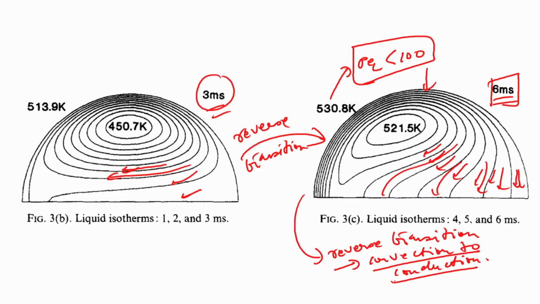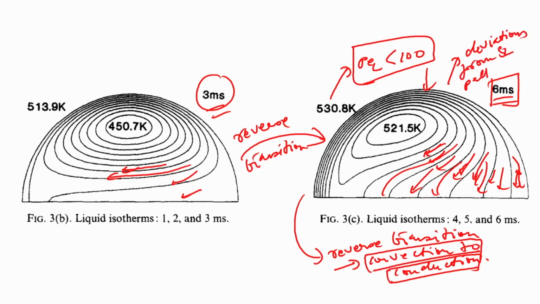So, naturally the convection to conduction transition has started to happen, and the isotherms are clearly showing deviations from the streamline pattern. Started to show those deviations. Here, of course, it mimics the streamlines. Got it. This part should be very clear to everyone.